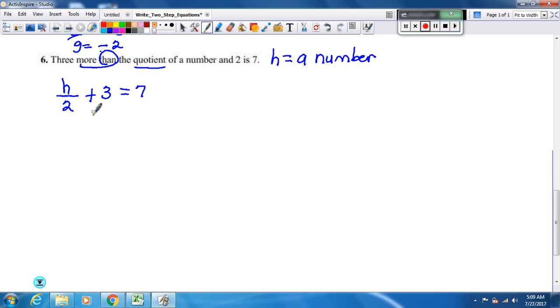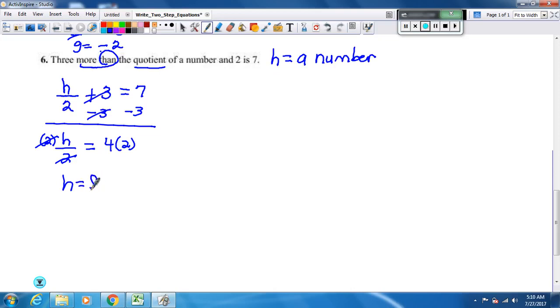Okay, now to solve it, I subtract 3 from both sides. So I get H over 2, opposites cancel, equals 7 take away 3, which is 4. Now this is a quotient, this is division, this is H divided by 2. So the opposite of divided by is multiply. So you want to multiply both sides by 2. Top cancels with bottom, and 4 times 2 is 8.